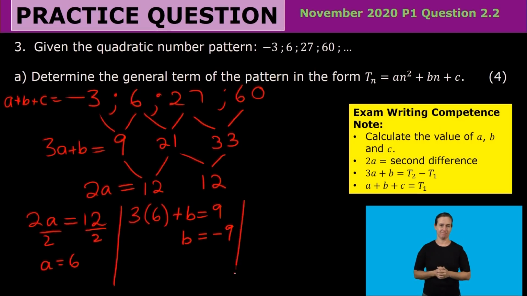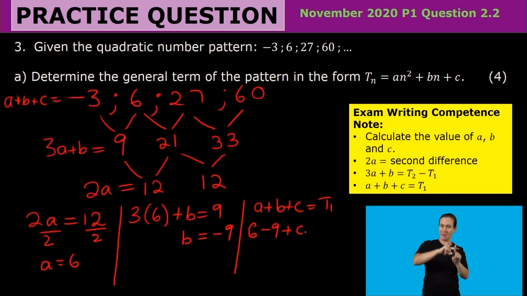And then lastly, we have C. Remember, A plus B plus C is equal to the first term, so we can just write those values in. That is going to be our 6 plus our negative 9, which means we are going to subtract that 9, plus our C, and that is equal to the first term, which is our negative 3. Now, when we simplify that, we will see that C is equal to 0.